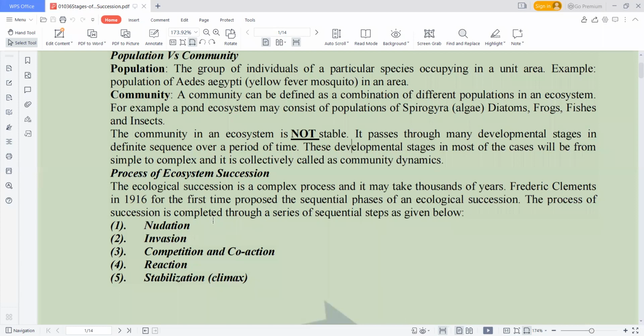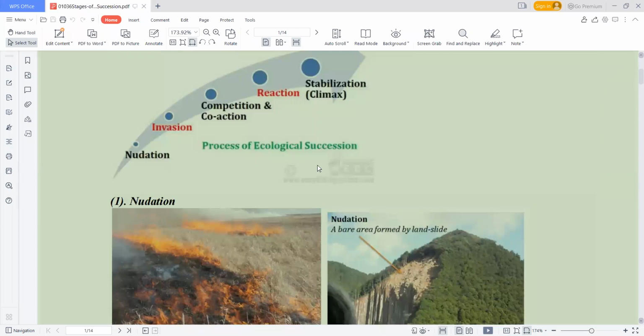The process of ecological succession starts with nudation. The second step is invasion. The third is competition and coaction. The fourth is reaction. The fifth is stabilization, that is the climax. We go one by one. The first step is nudation, which means a bare area, an area not occupied by any living organism. It is followed by invasion, then competition, then reaction, and the final step is the formation of a stabilized climax community, which can survive for many years.